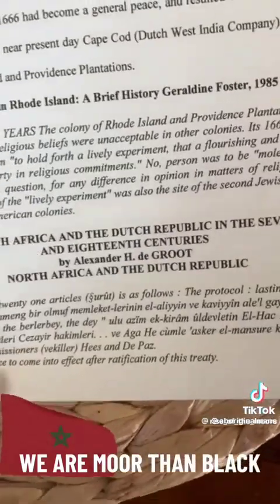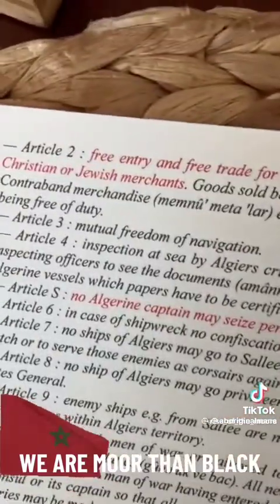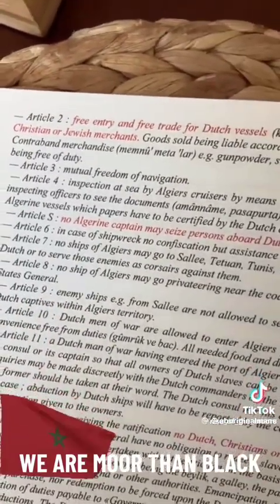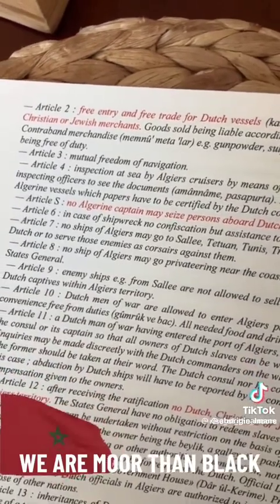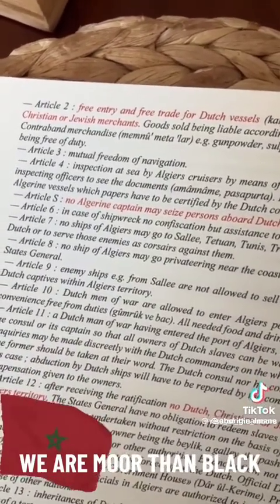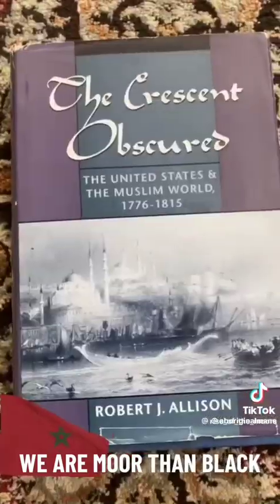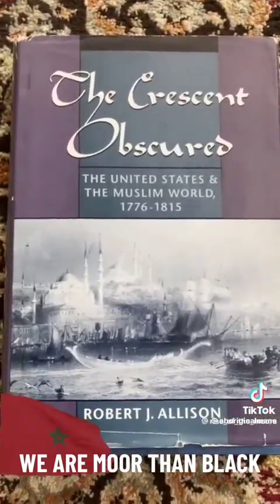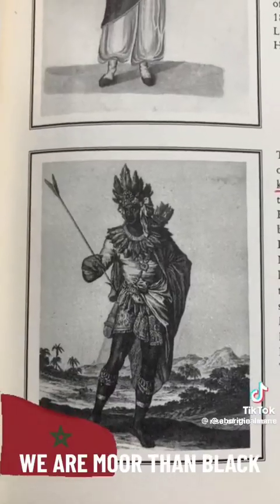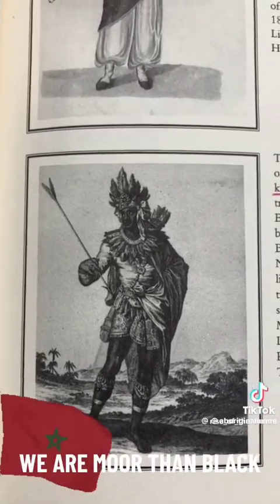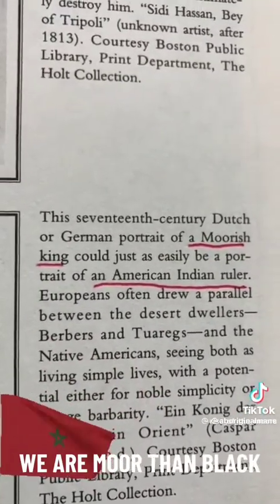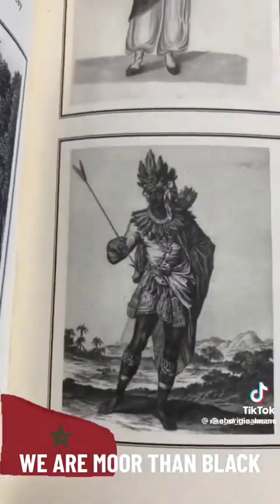And here's the treaty right here, which allowed the Dutch to have free trade in Morocco. They disguise it as a Lenape Indian treaty, but notice how the Delaware government admitted that the Lenapes are who? Moors. We can also see in this book right here that this portrait, this German portrait or Dutch portrait of a Moorish king could easily be an American Indian ruler.